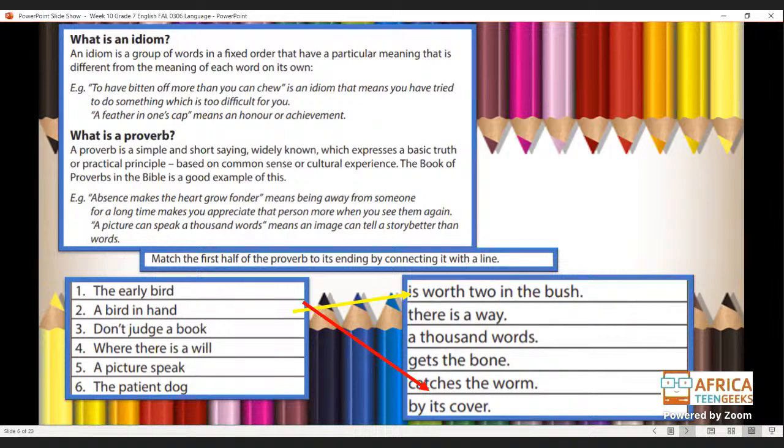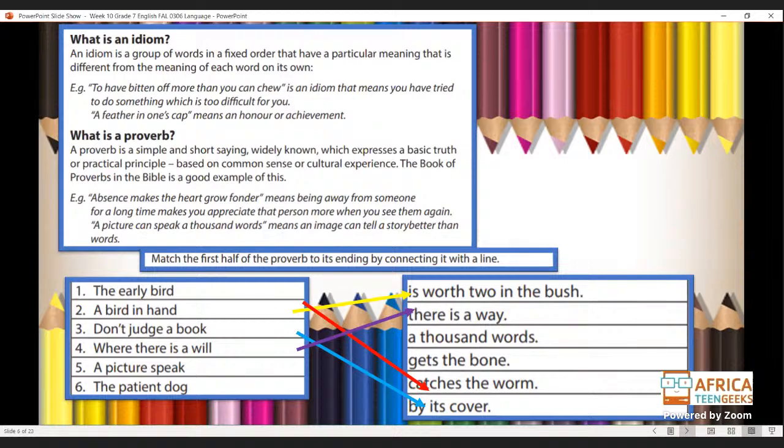So now, don't judge a book. Ooh, looks like a lot of us know that one. More well done. Pat on the back there. Good job. Don't judge a book by its cover. Very good. Where there is a will. Very good, Itanzi. Well done. Good job. Where there is a will, there is a yes. Patty, pat. Very good. So where there is a will, there is a way.